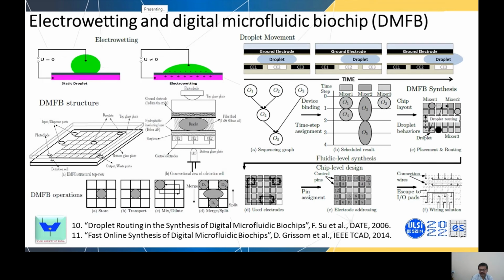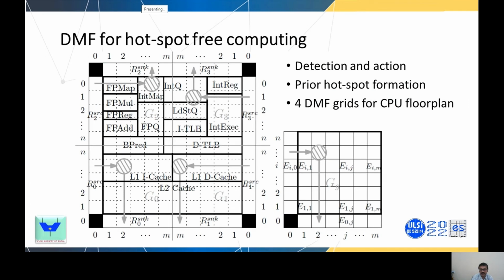So this electrowetting-based digital microfluidics can be applied to chip cooling. Here we consider a processor floor plan which has been partitioned into 4 grids, which covers the entire floor plan, where the droplets move from the source reservoir to the sink reservoir using electrowetting. The target regions, the hotspot regions, are identified from the control signals and the address line of the processor.